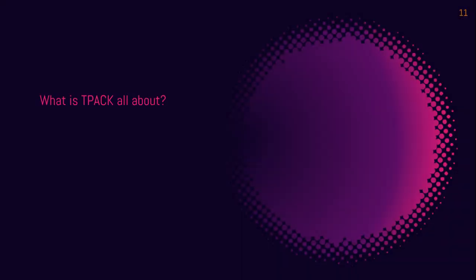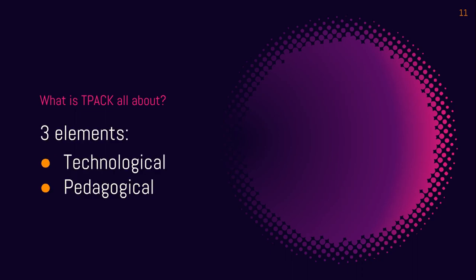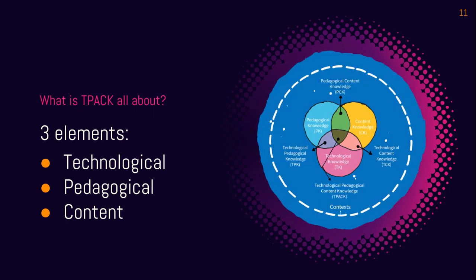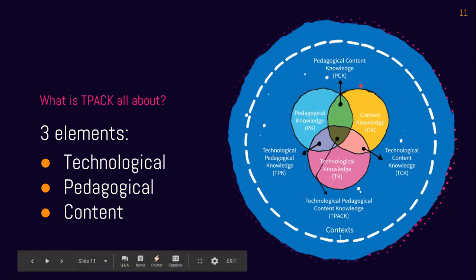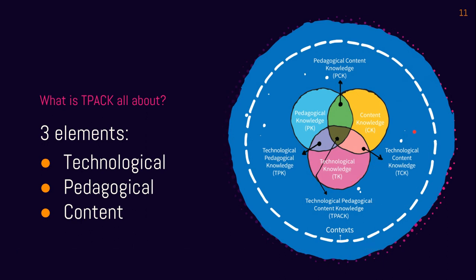So what is TPACK all about? Well, just like RAT, there are three elements to TPACK: technological, pedagogical, and content. This is a Venn diagram outlining TPACK. We have blue for pedagogical, pink for technological, and yellow for content.